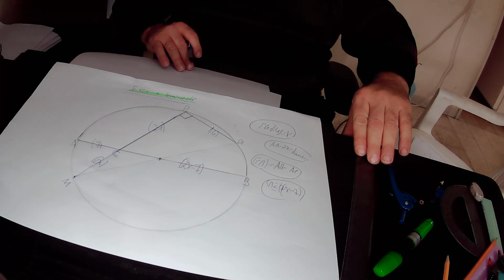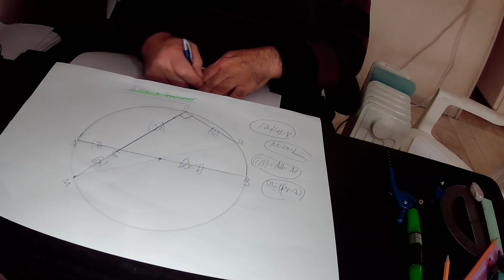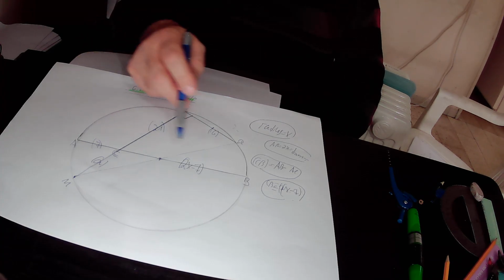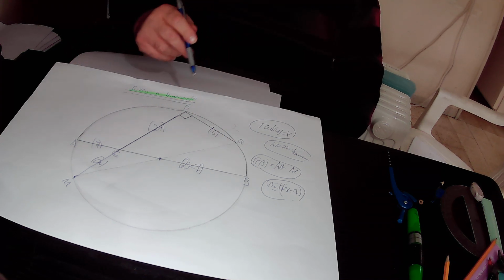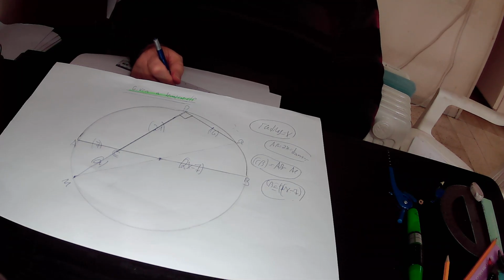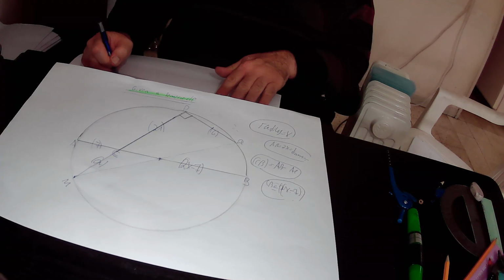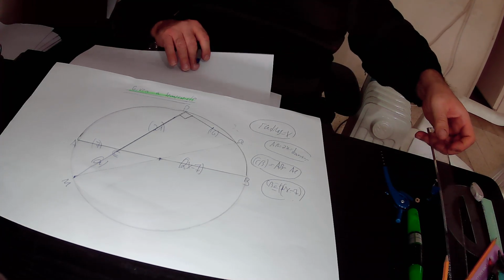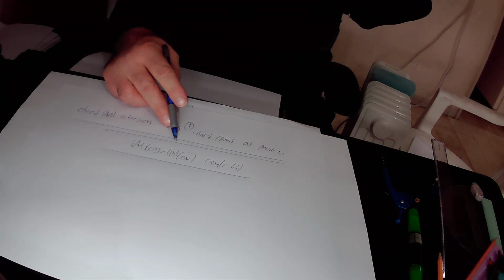So we can implement rule 65 in our drawing. According to rule 65, the following equation is true: AC times CB equals PC times CM. Again, AC times CB equals PC times CM.